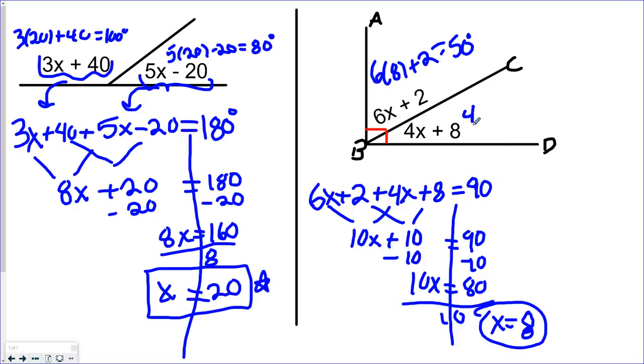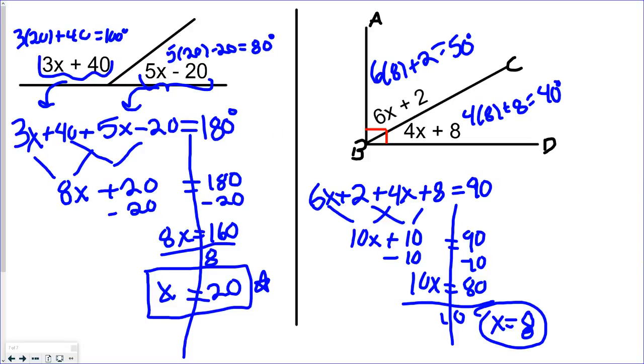And down here, 4 times x, or 4 times 8, plus 8. 4 times 8 is 32, plus 8 gives me 40 degrees. So my two missing angles would be ABC is 50 degrees, and CBD is 40 degrees. Which, if I check it, 50 plus 40 does make a right angle, and they say the big angle is 90 degrees, so that does check out there as well. So you can go back and check your work too, to make sure that the two adjacent angles make the bigger angle you're looking at. Same thing over here, 100 degrees plus 80 degrees gives me a nice straight line of 180 degrees total.